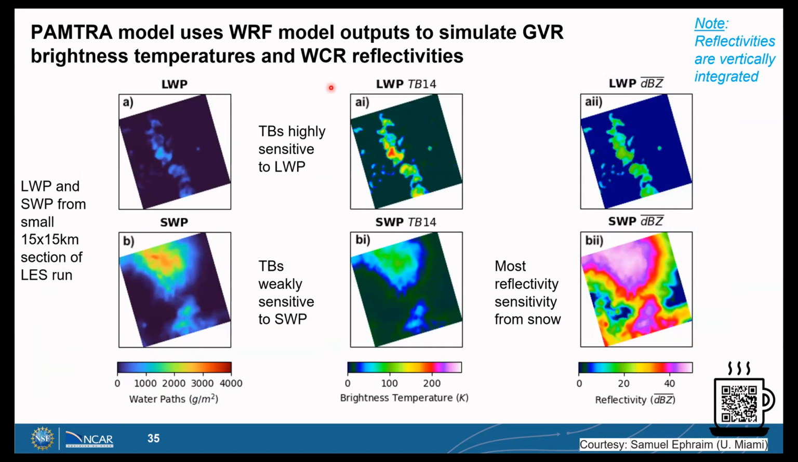So yeah, PAMTRA uses the outputs to essentially simulate the GVR brightness temperatures and WCR reflectivities. This is just a snapshot example from a small domain near the cellular region, showing liquid water path in A, snow water path in B, and then these brightness temperatures here in AI and BI. And you can see for liquid water path, the brightness temperatures are highly sensitive and weakly sensitive to liquid water path and snow water path, respectively. And then here it's just showing the reflectivity. So this is just an example of what the PAMTRA does.